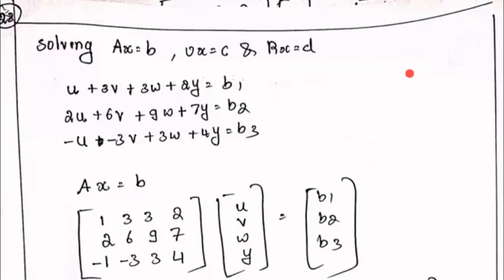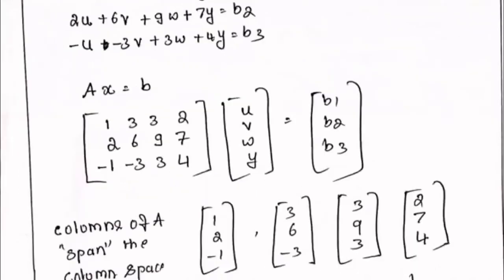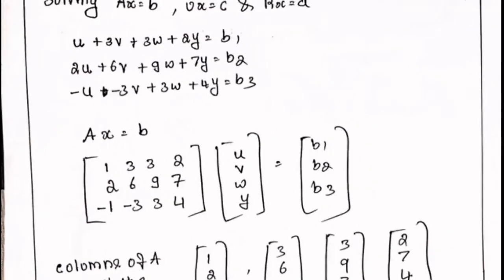If you write that equation in the matrix representation, this is how it looks, right? You are writing all the variables u, v, w, y here, and all the constants you are segregating. In the first column, all the entries are 1, 2, and minus 1. Same thing is there, the next column we are writing 3, 6, and minus 3. And similarly, we followed 3, 9, 3, and 2, 7, 4, right? And also the constants we write as they are: b1, b2, b3.